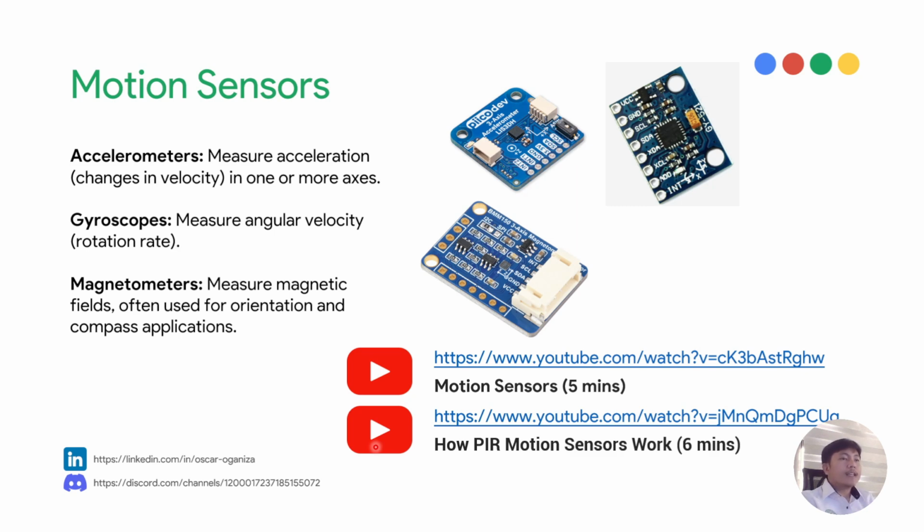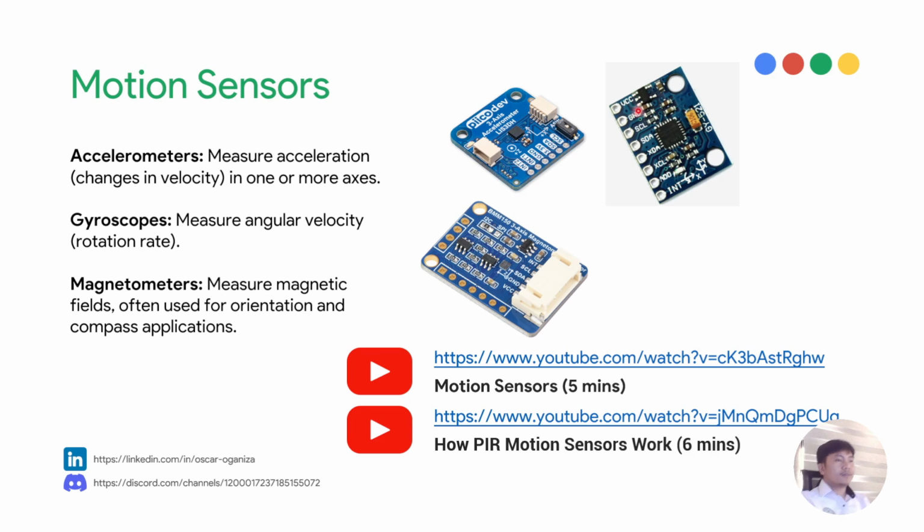Basically, accelerometers measure acceleration or changes in velocity in one or more axes. The second one is the gyroscope, which measures angular velocity or the rotation rate. And the third one is the magnetometer. It measures magnetic fields, often used for orientation and compass applications.